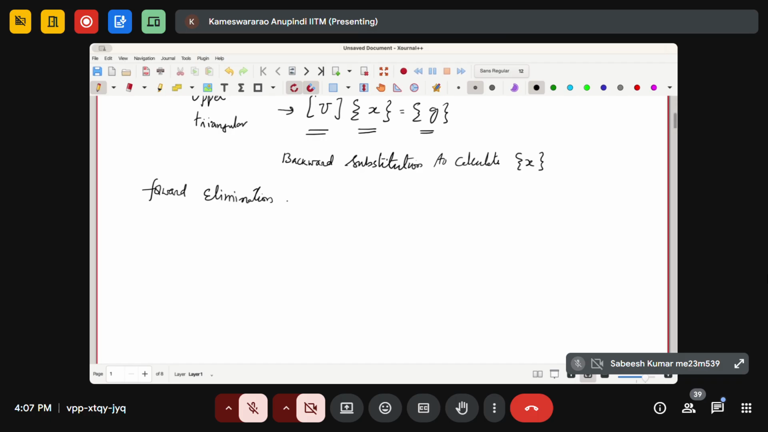Okay. So the first step is the forward elimination. The second one is the backward substitution.